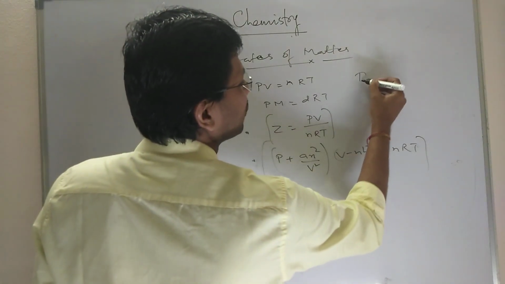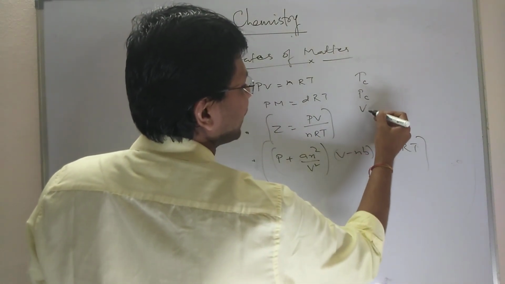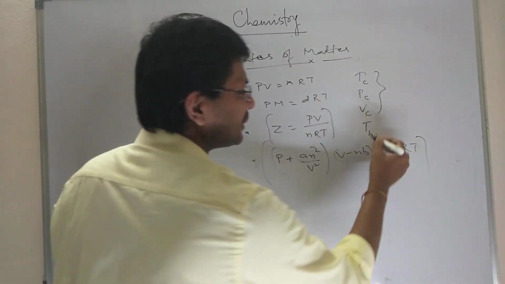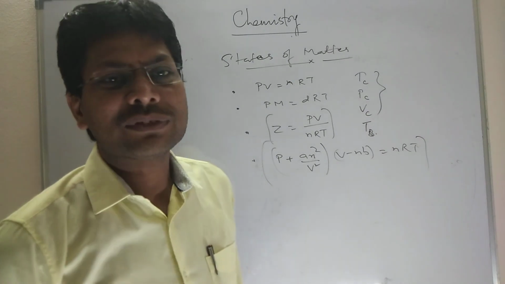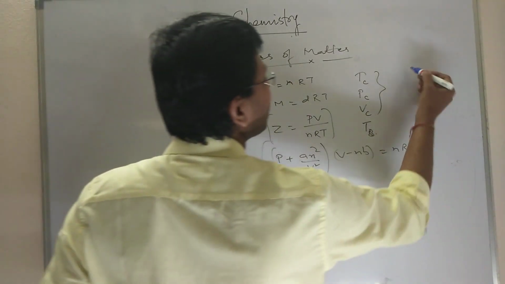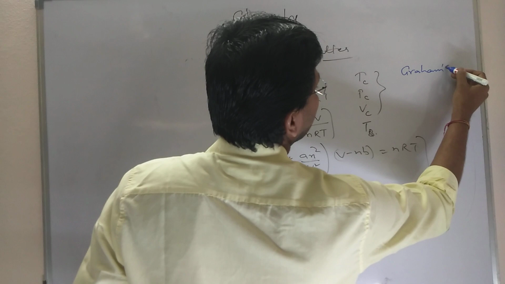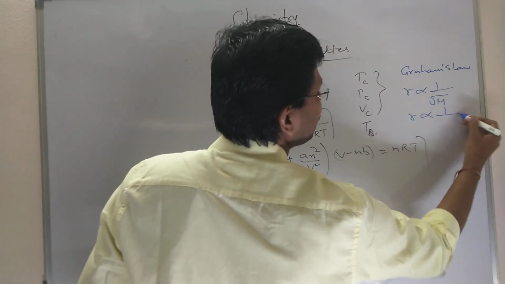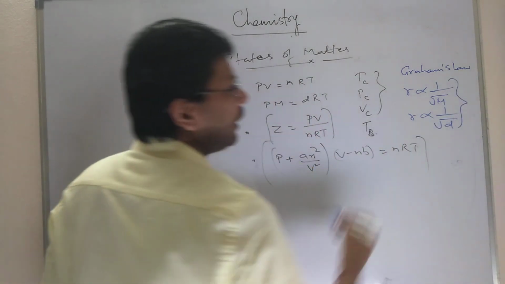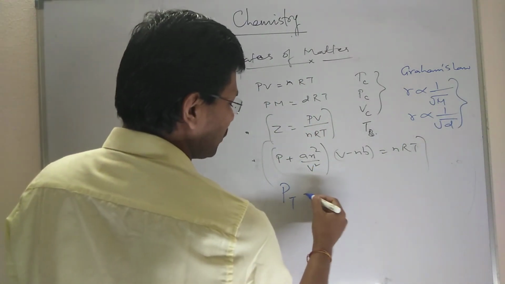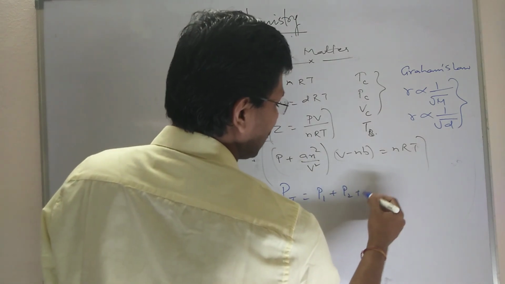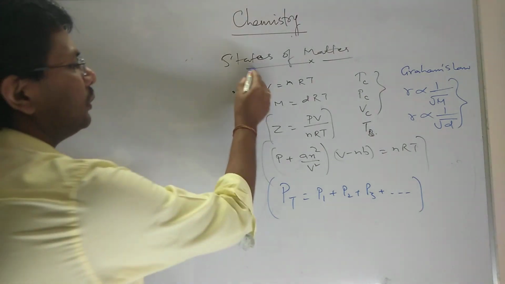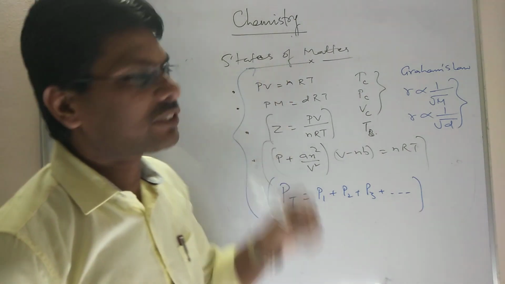Other than that, they can ask you critical temperature, critical pressure, critical volume, etc. related questions, or Boyle's temperature. Boyle's temperature is that temperature at which a real gas behaves like an ideal gas. They can ask you questions based on Graham's law of diffusion. Rate of diffusion is inversely proportional to square root of molecular mass, and inversely proportional to square root of density. They can ask you Dalton's law of partial pressure. Total pressure is the sum of partial pressures of all the gases present in the mixture at constant conditions. So these are the questions likely to be asked from states of matter.